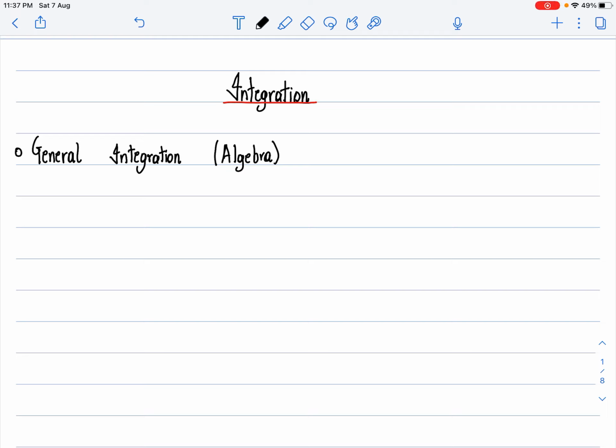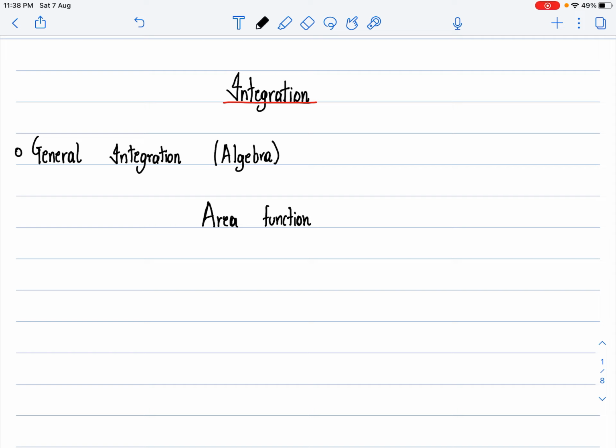Today we'll be doing the concept of general integration, of algebra, which is a subtopic in the chapter of integration. The first thing you need to know is that integration is basically an area function, like differentiation is a gradient function, correct? In the same way, integration is an area function.